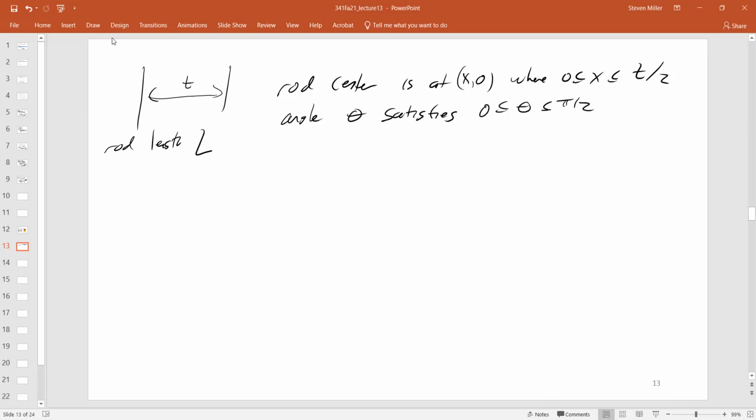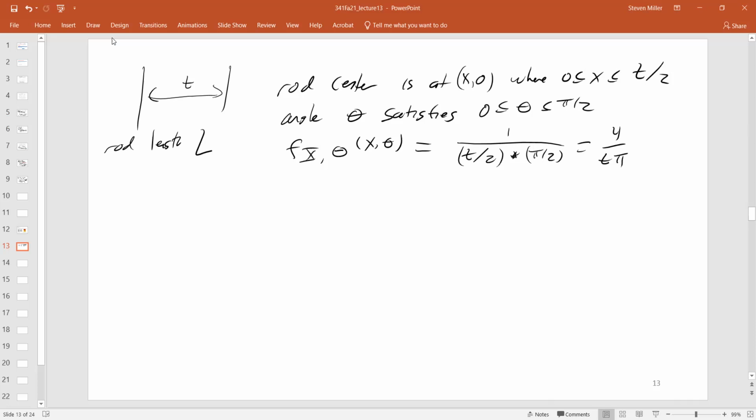So I need to have my joint density function. I'm going to use the capital theta. So it's going to be a uniform distribution. I have T/2 possibilities for x. I have pi/2 possibilities for theta. So it should be 1 over T/2 times pi/2, which should be 4 over T pi. Right?